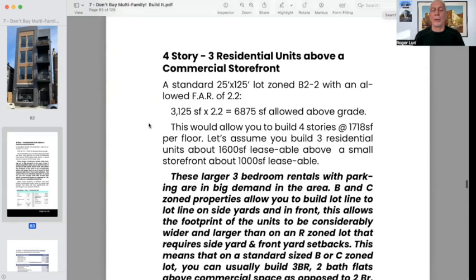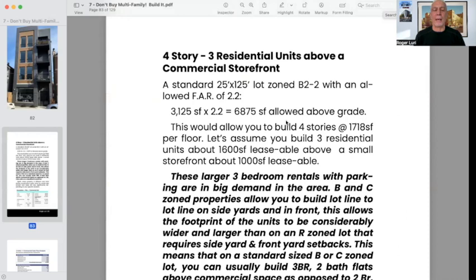And that allows what's called an FAR of 2.2. So FAR is floor area ratio. And basically what that means is that if you take the lot area, 3,125, times that 2.2, the floor area ratio, we're allowed to build 6,875 square feet above grade.